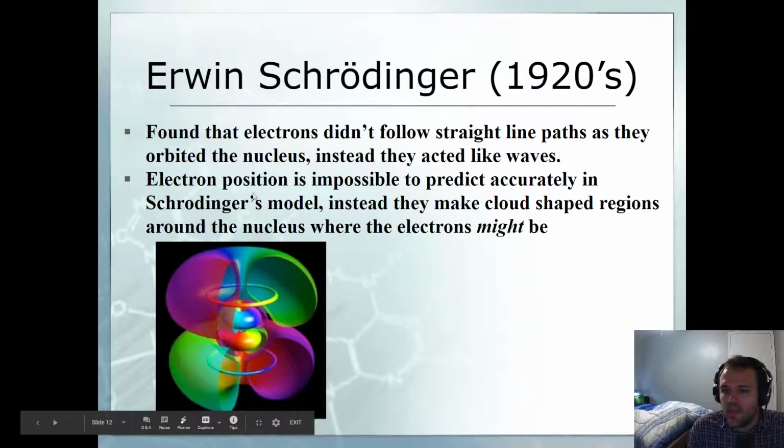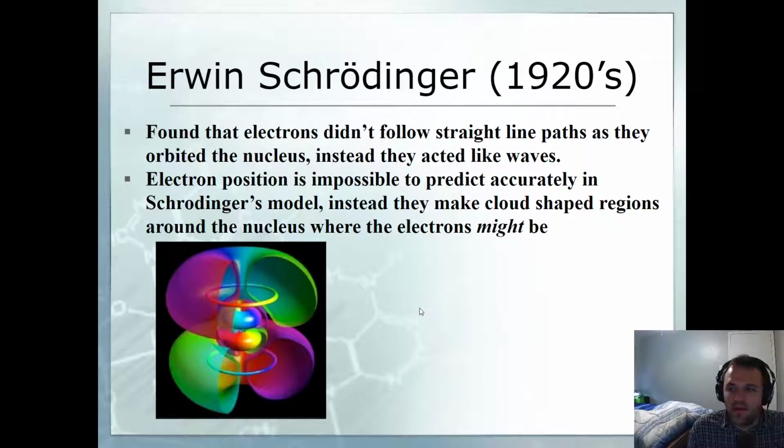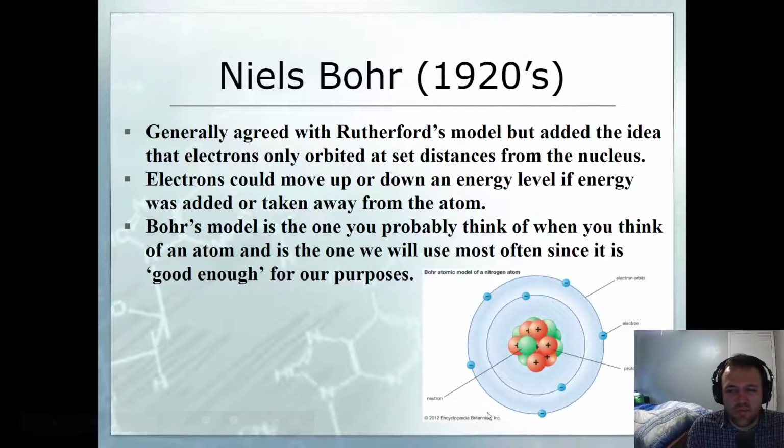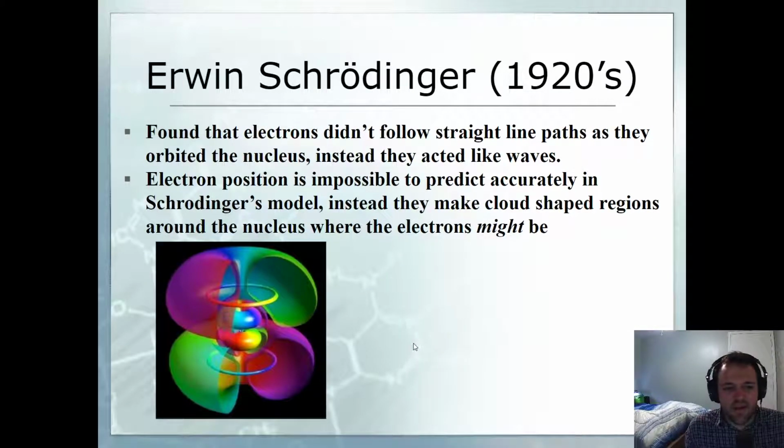And this is, generally speaking, the most correct model of an atom that we have nowadays, but it's sometimes more complex than it's worth to think about. And so a lot of times we will use the Bohr model just because it's close enough. All right, so that is atomic structure and the history of it, the scientists behind it.